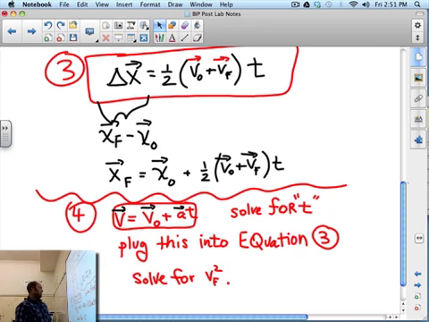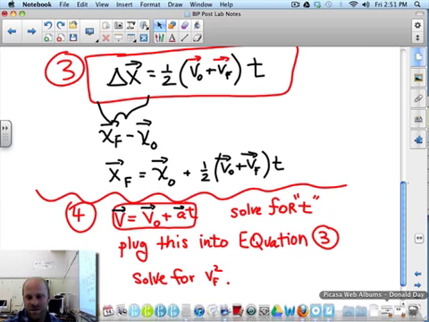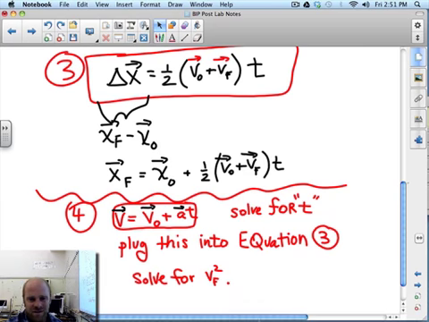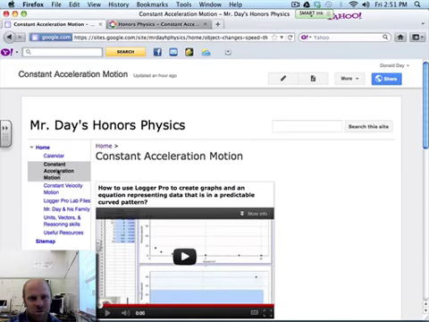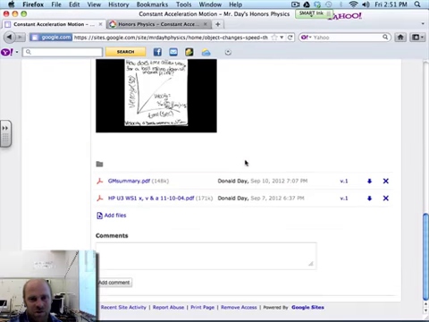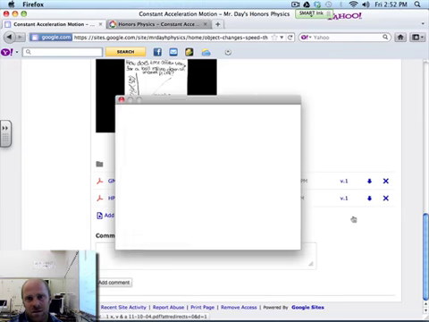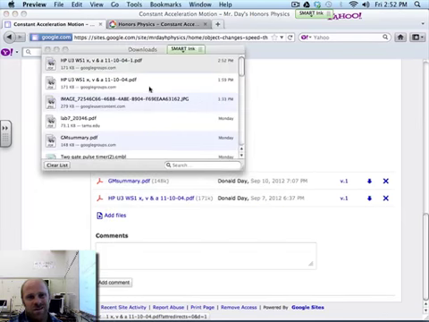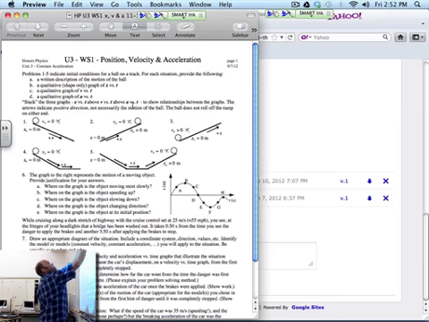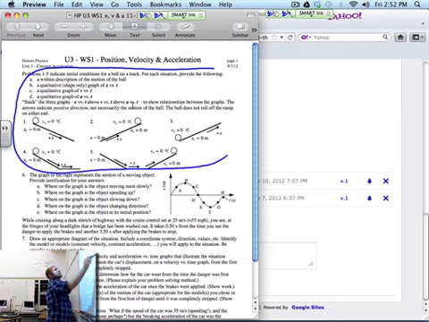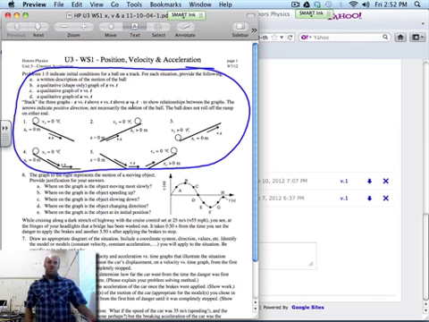So your homework is to figure out equation 4, and then after you do that, you could go to your website, go to constant acceleration motion link, scroll down to the bottom, go ahead and download worksheet 3. Okay, and on Tuesday, this is my guess, I imagine we'll whiteboard these. But feel free to get as far as you can, since you got a 3-day weekend.